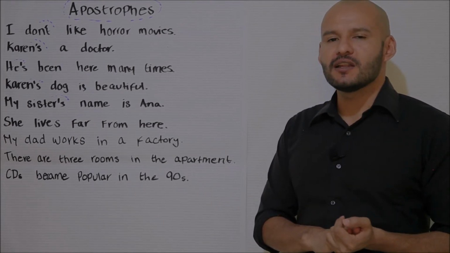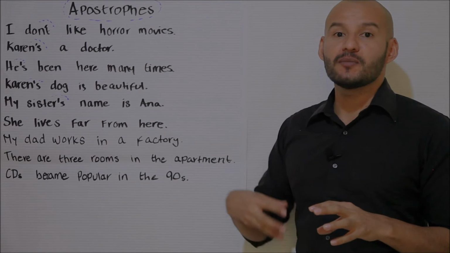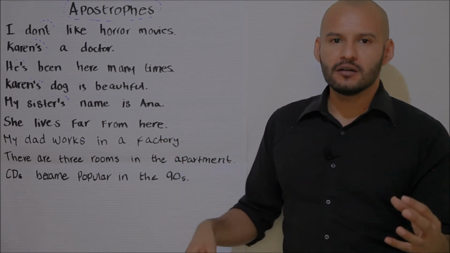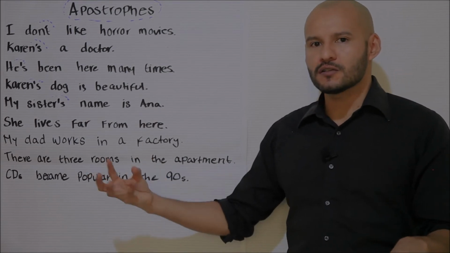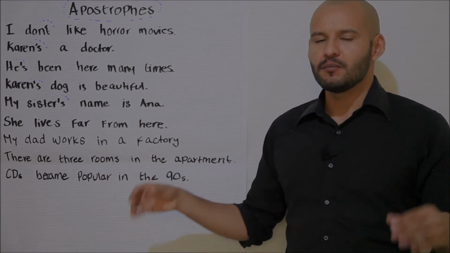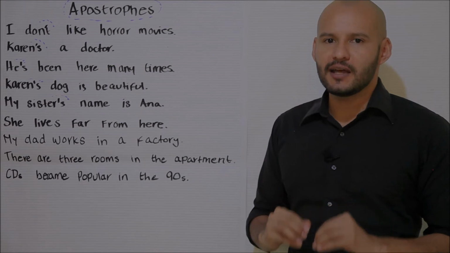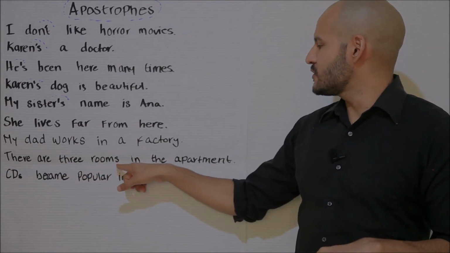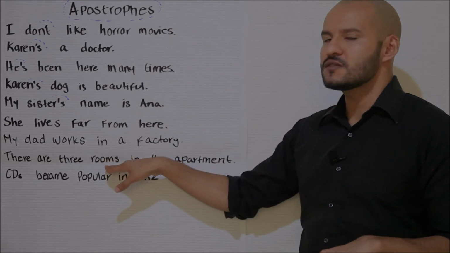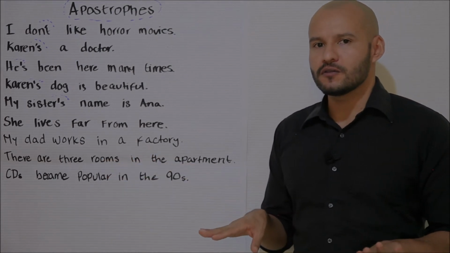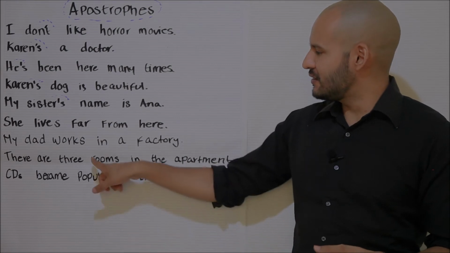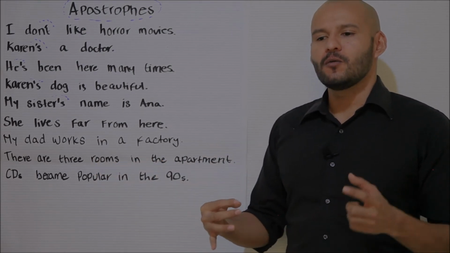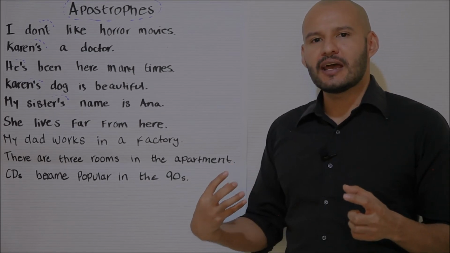Similarly, we also use the letter S to transform the majority of nouns from singular to plural. So for example, chair, chairs, dog, dogs, room, rooms. But again, it's only an S, there is no apostrophe. So there are 3 rooms in the apartment. Rooms with no apostrophe.